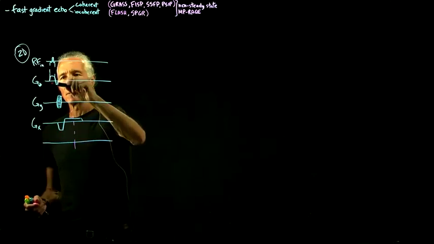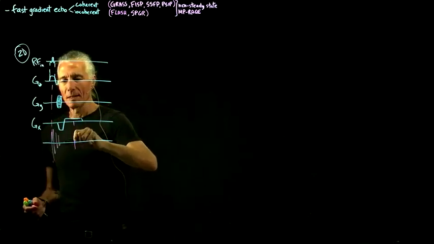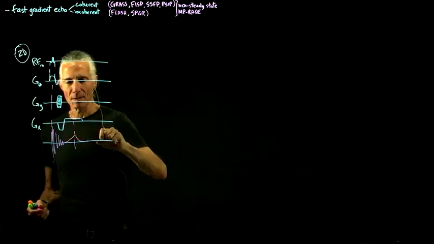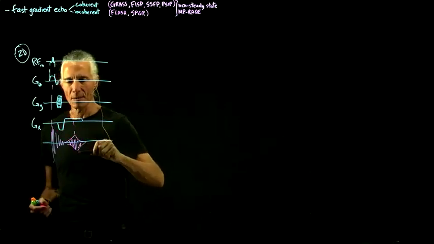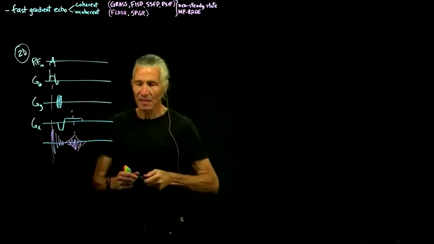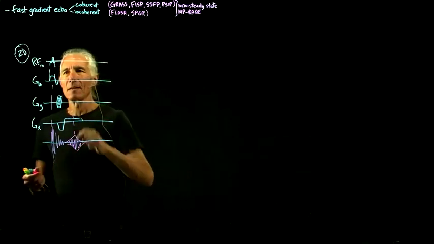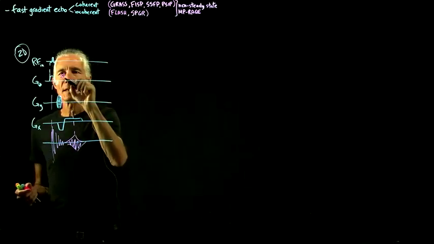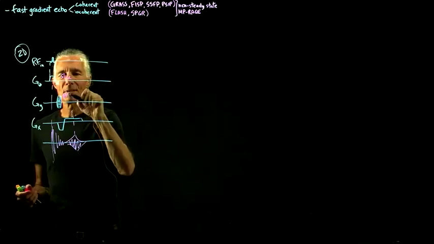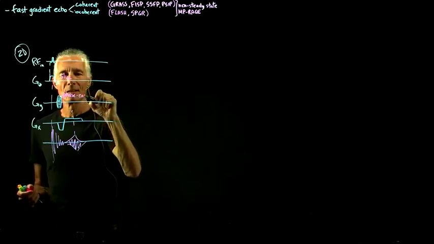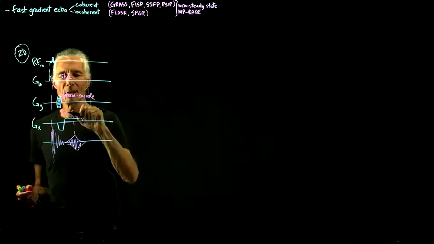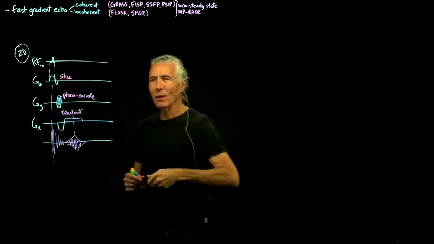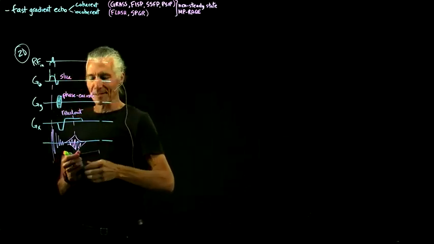So when we do this RF pulse, there's a big FID, which we ignore. And then here's the actual thing we're recording. So that's our gradient echo. This is our slice select. This is the phase encode. This is the readout. And then we wait a long time. So that's why it's slow.